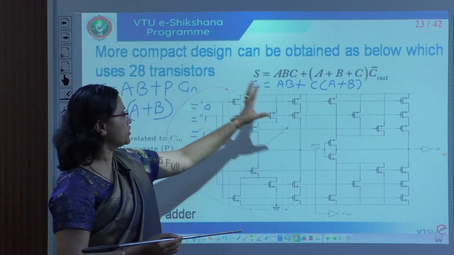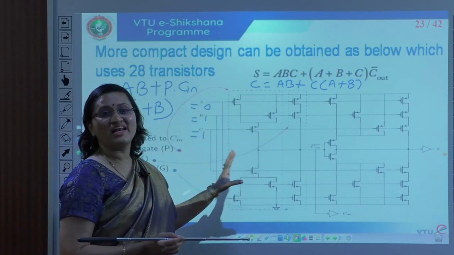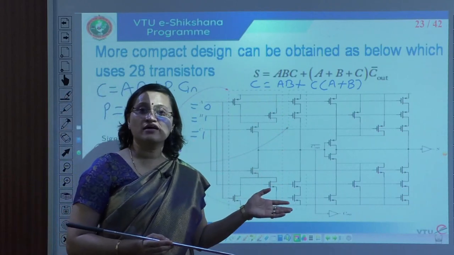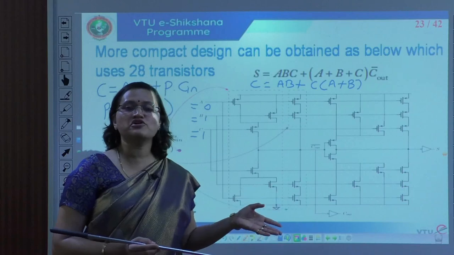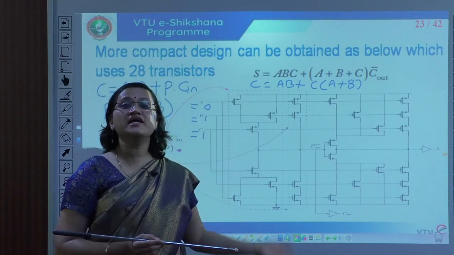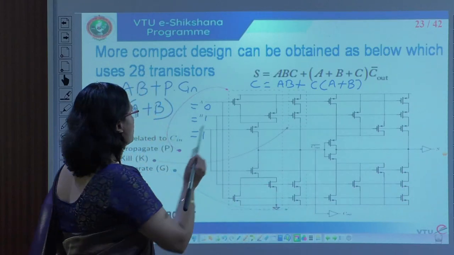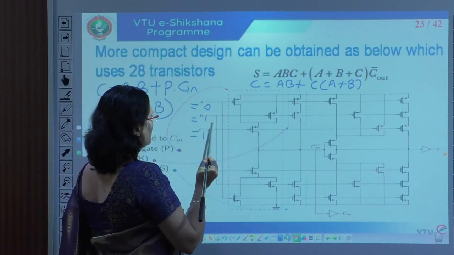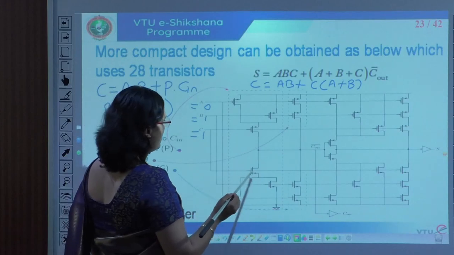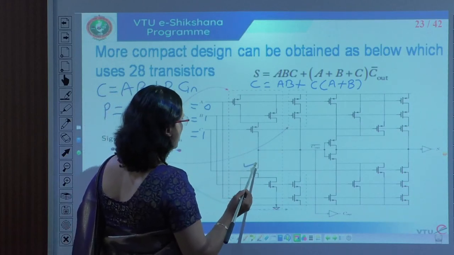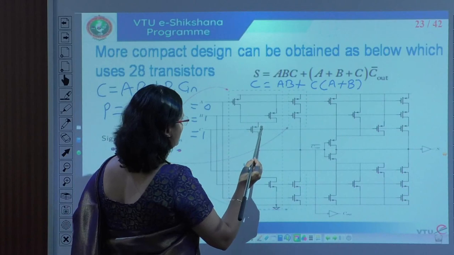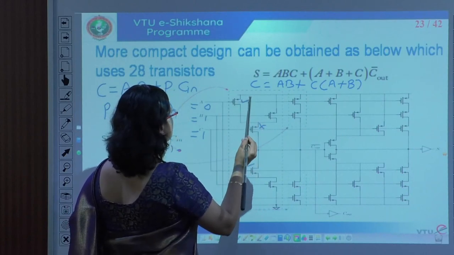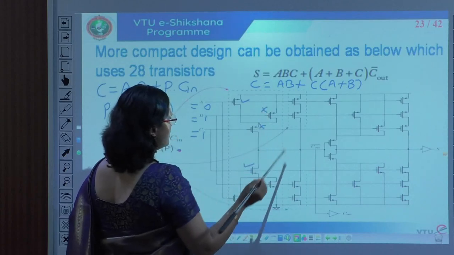So this circuit diagram requires only 28 transistors, whereas in our previous design using static CMOS logic gates, it consumes 32 transistors. Now we will see with this case. When A is 0, B is 1 and C is 1, this transistor is on, whereas this is a PMOS, this is off. A is 0, this is on, this is off.